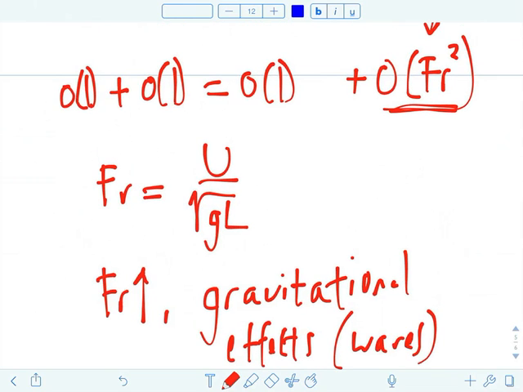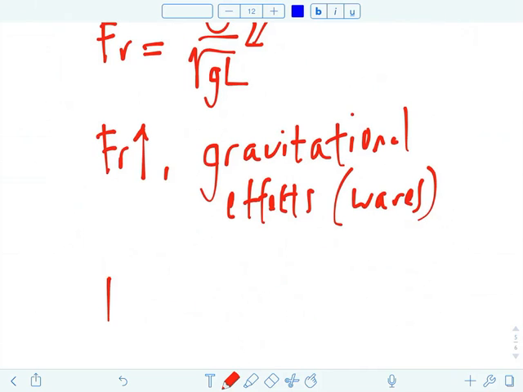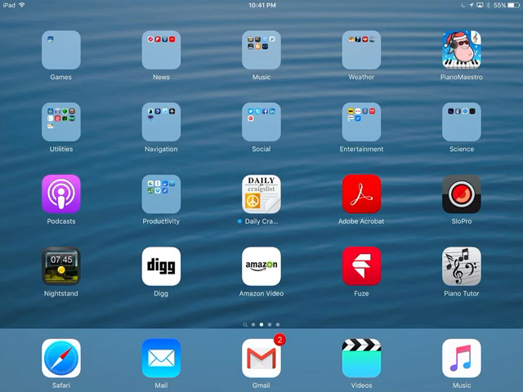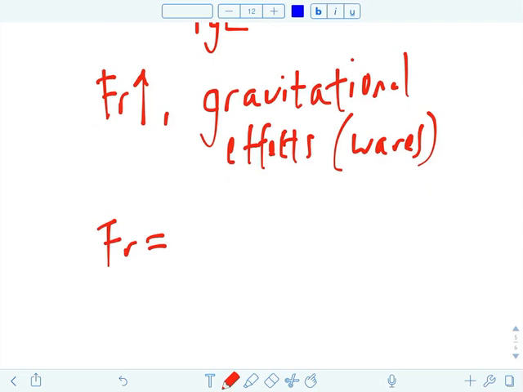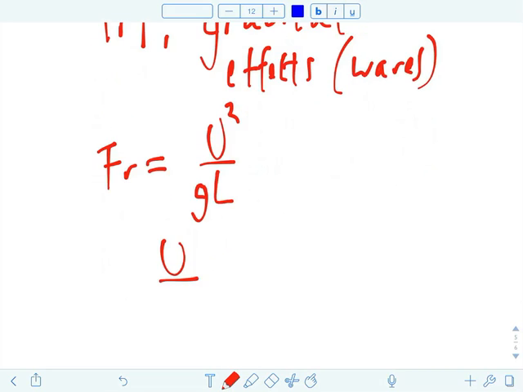Now, Froude number is written this way. This is by convention. You could easily define the Froude number as U squared over GL. That would be fine. But by convention, it is U over root GL.